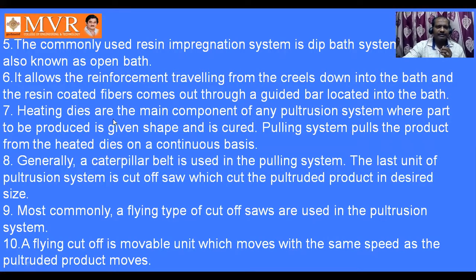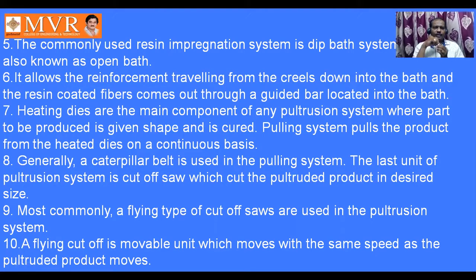Next, heating dies are the main component of any pultrusion system, where the part to be produced is given shape and is cured. The pulling system pulls the product from the heated dies on a continuous basis.